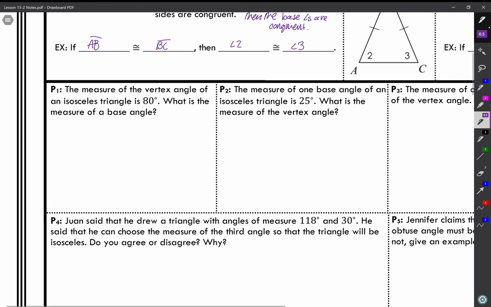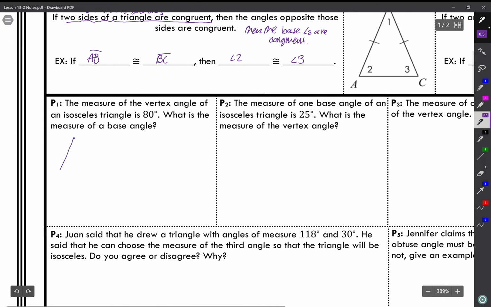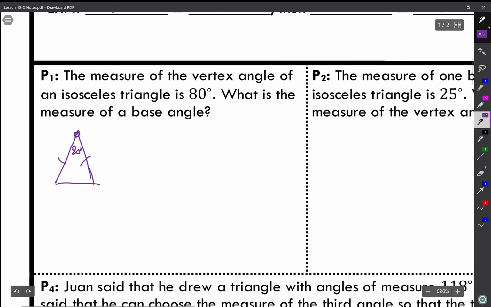Number 1, the measure of the vertex angle of an isosceles triangle is 80 degrees. What is the measure of a base angle? So I draw my isosceles triangle, with my vertex angle at the top. We'll say it's 80 degrees. I know it's isosceles, so those two sides are congruent, which means these two angles are also congruent.